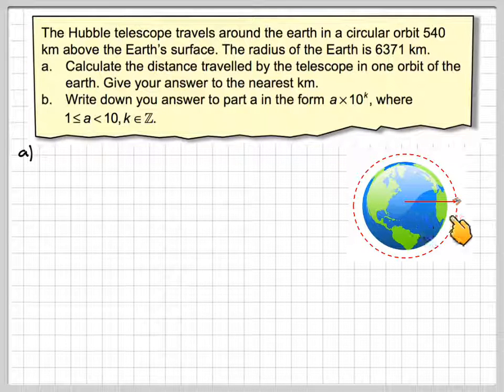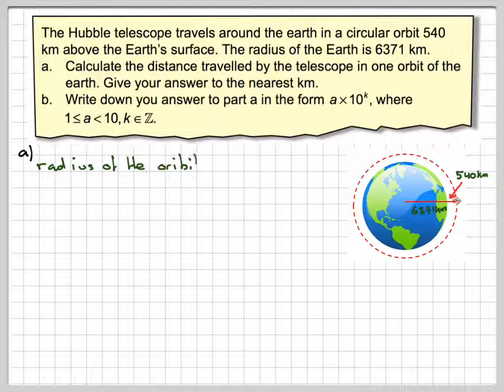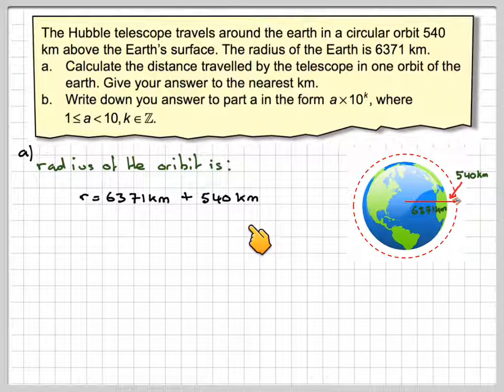We need to calculate the radius of the orbit, so you need to be careful because the radius of the orbit is going to be the radius of the Earth, 6,371 kilometers. That's the distance from here to here. But we have a little bit extra which we need to add in, which is 540 kilometers. So the radius of the orbit is the radius of the Earth, 6,371, plus 540 kilometers, and that gives me 6,911 kilometers. That's the total distance of the radius of the orbit.